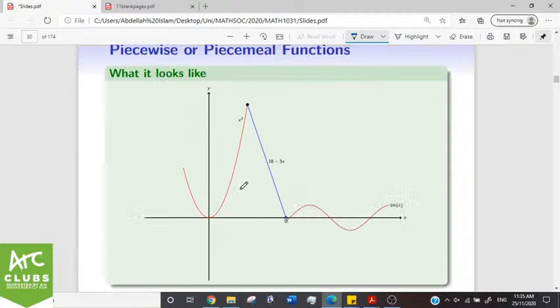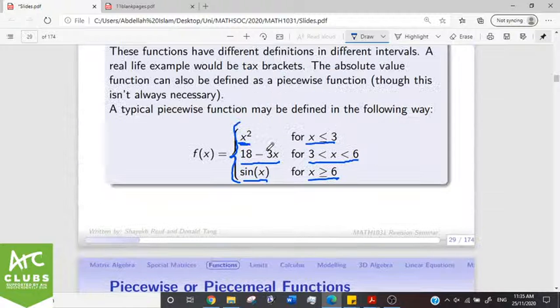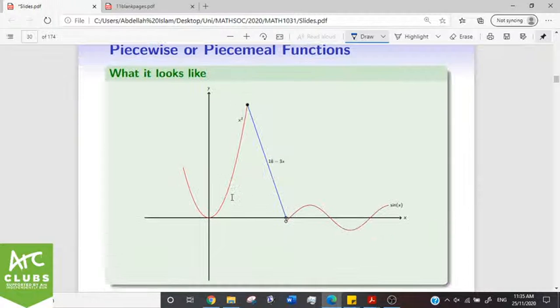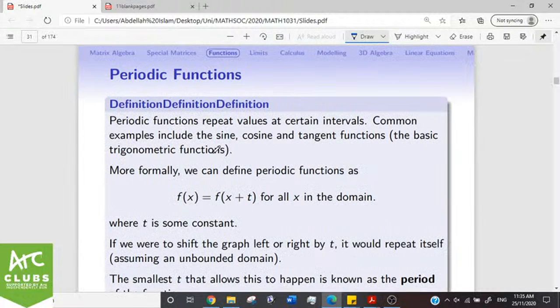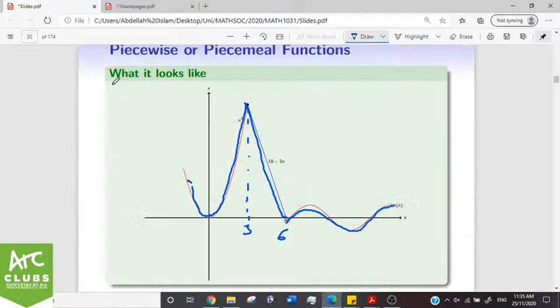And so here's the graph of the piecewise function we saw earlier. So here, x squared for x less than or equal to 3. So let me draw 3 on the axes. Before 3, it looks like a parabola. Between 3 and 6, it looks like a line. And then from 6 onwards, it's oscillating. And so this could potentially be mirroring some sort of real-world application here. And that's kind of the point of why we like piecewise functions.